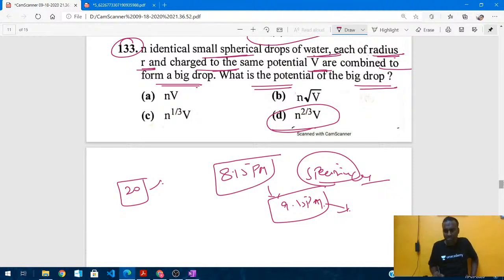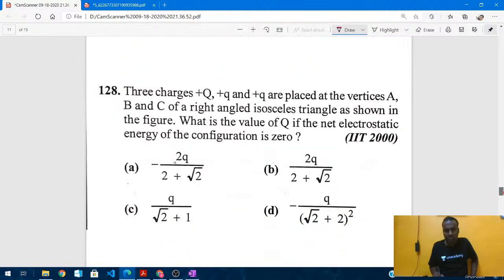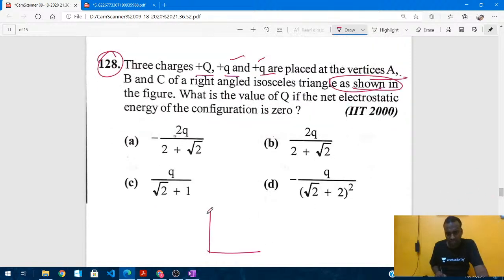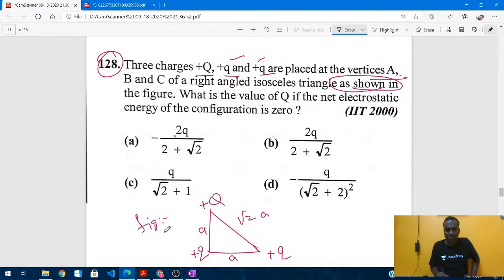Okay students, next problem we will do. Three charges, plus Q in capital Q, are placed at the vertices A, B, C of a right angle as shown. The diagram is not given, students, I'll give you. No problem at all. Plus Q, and then plus Q. So this is here and this is here. What should be the value, students? Root 2 here. As shown in the figure, this will be the figure. Please note down: what is the value of Q if the net electrostatic energy of the configuration is 0?